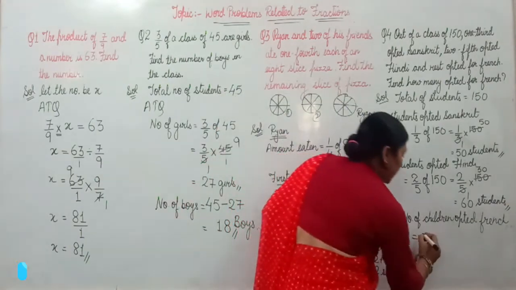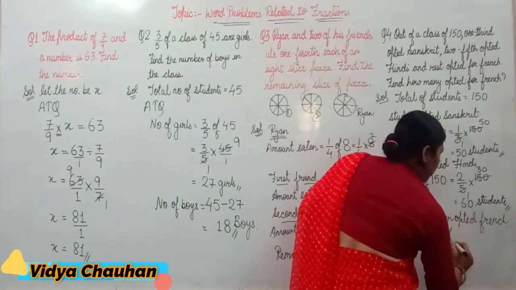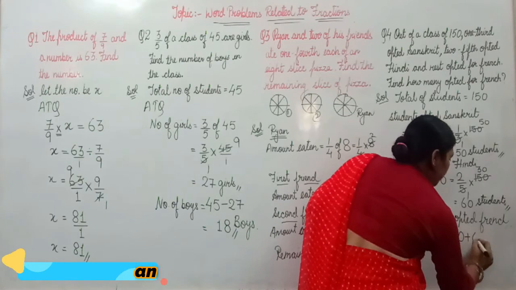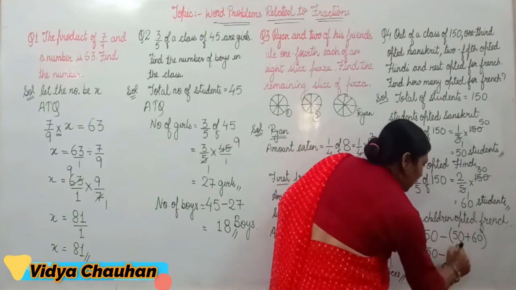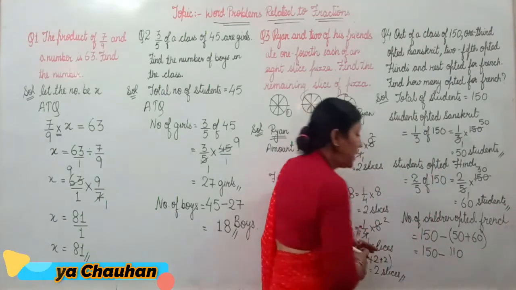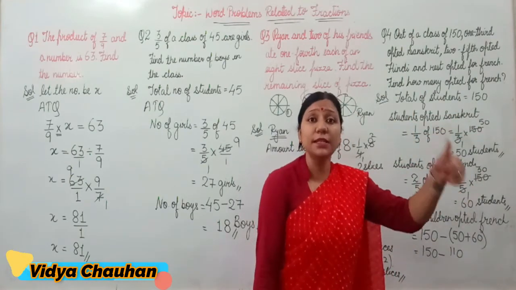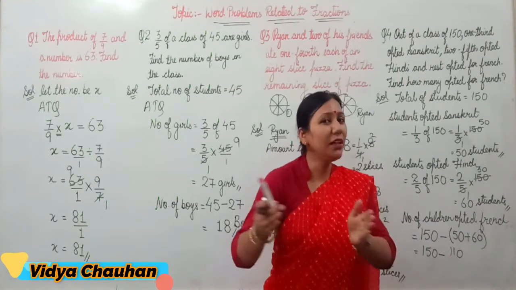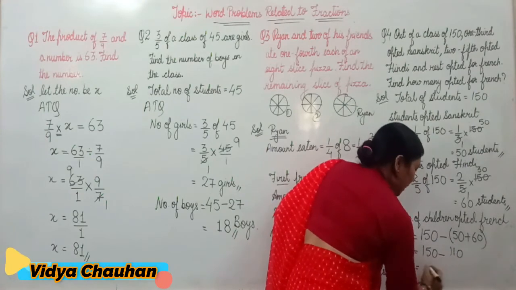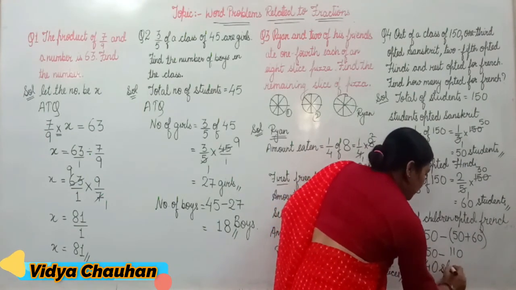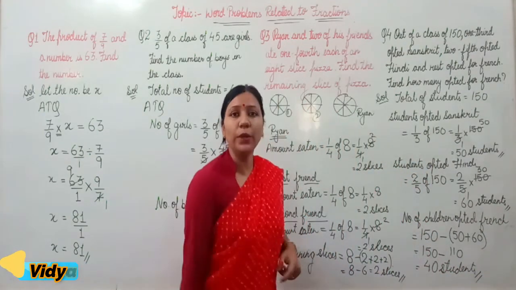So here, what is the total strength? 150 minus the number of students taking Hindi and Sanskrit as their subject. So what will you do? Add 50 plus 60, that is 110. It means out of 150 students, 110 students have already taken Sanskrit and Hindi as their subject. So only the remaining part will take the French language. So here 150 minus 110, it means 40 students have opted for French as their main language.